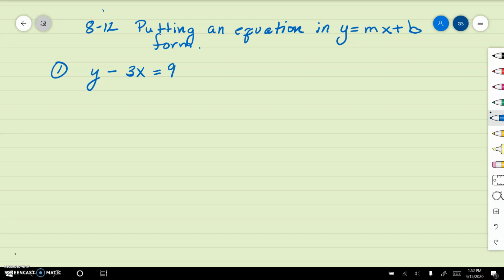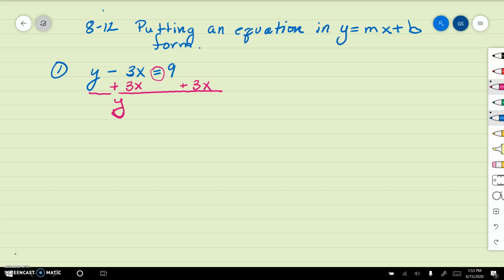So we want this to be in the form y equals. Our equals is over here, we want it to be over here. So basically, how are we going to get y alone? I see a minus 3x. I know if I do the opposite, it's going to disappear and my y would be alone. So plus 3x. Well, what I do to one side of an equation, I have to do to the other side. Now I put a line under this and I bring down my y.